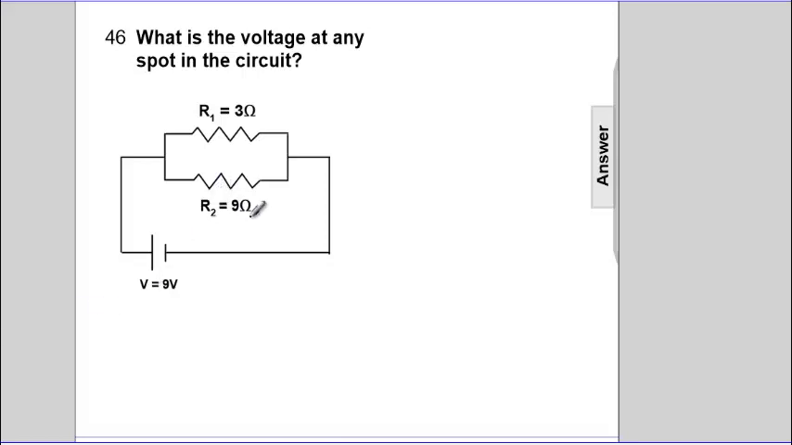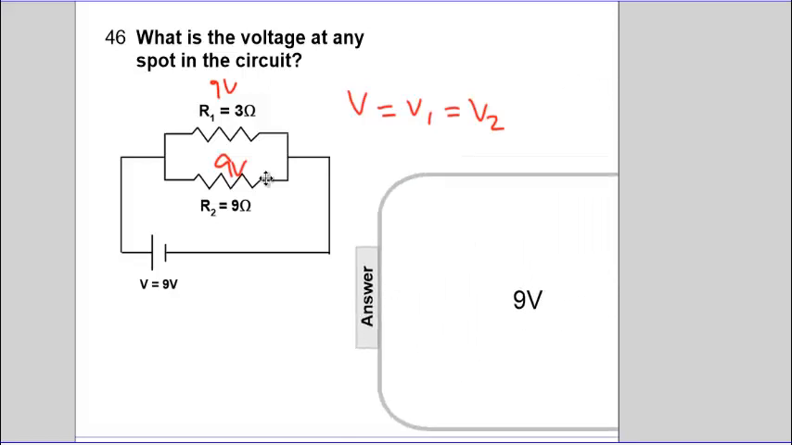What is the voltage in any spot? Since V1 is equal to V2, if we put 9 volts up, we get 9 volts there. If we put 9 volts up, we'll get 9 volts there. Voltage is king. 9 volts is the answer.